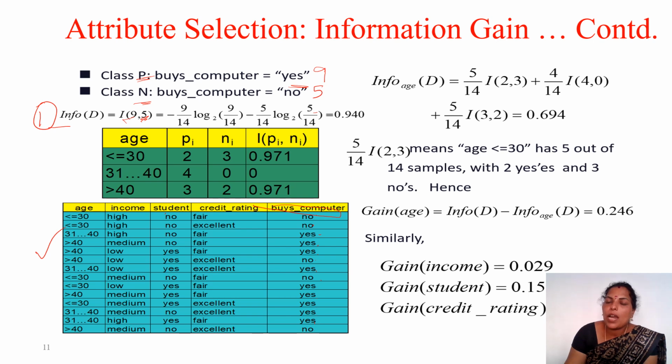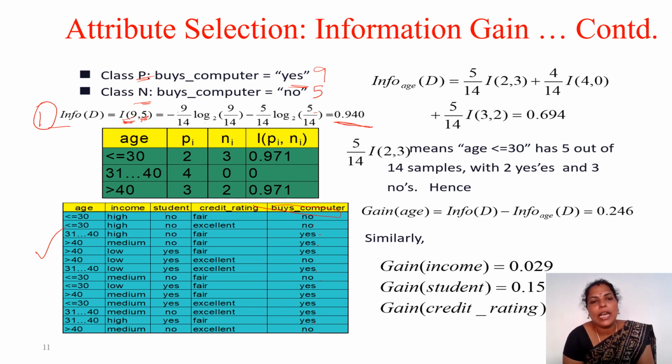So what is the formula to compute the information? It is minus the sum of Pi log to the base 2 of Pi. Here, minus 9 by 14 log 2 of 9 by 14, minus again for the no class. This is for the yes class, then for the no class, minus 5 by 14 log 2 of 5 by 14. If you use the calculator, you can easily get the value, that is 0.940. Okay, are you able to get it now?